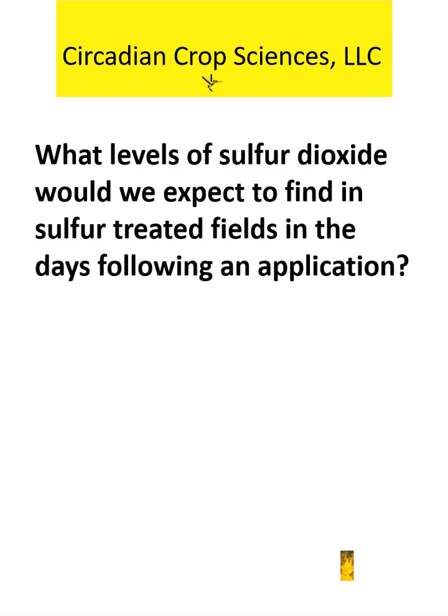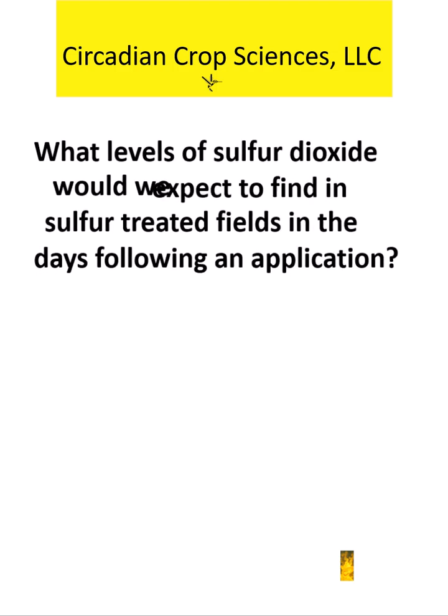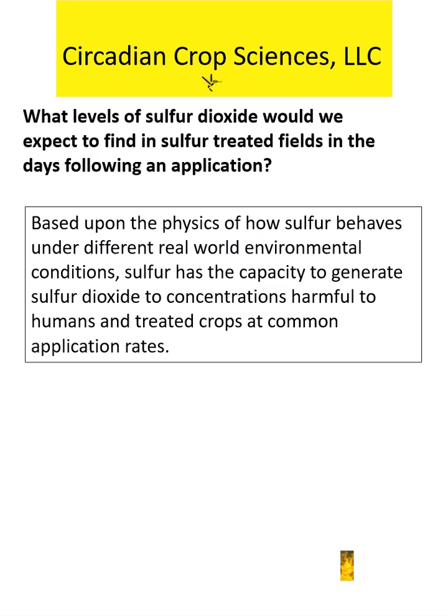What levels of sulfur dioxide would we expect to find in sulfur-treated fields in the days following an application? Based upon the physics of how sulfur behaves under different real-world environmental conditions, sulfur has the capacity to generate sulfur dioxide to concentrations harmful to humans and treated crops at common application rates.